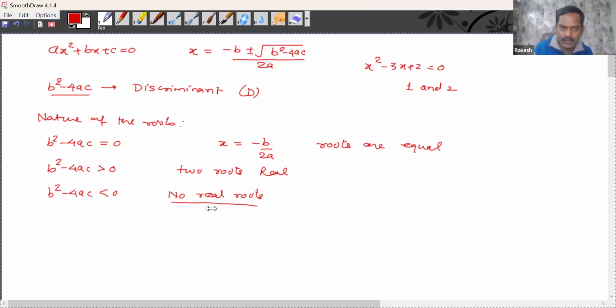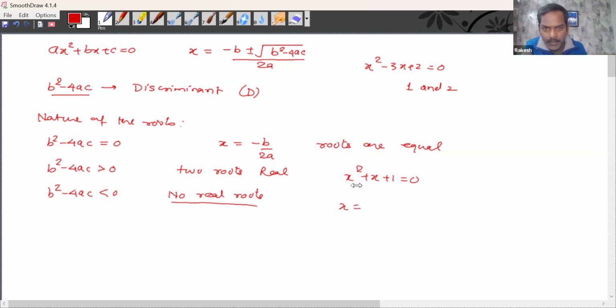The important thing is that it's not that they don't have roots. They will have two roots, but those roots are not real. So if they are not real, then what are they? Let's take an example and analyze. I'm taking the example x square plus x plus 1 is equal to 0. This is a quadratic equation which will have no real root. Let's put it into this formula.